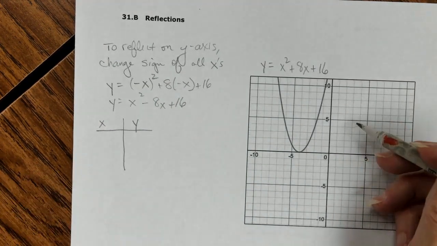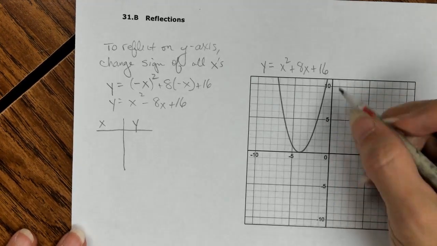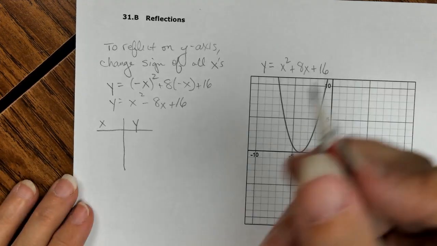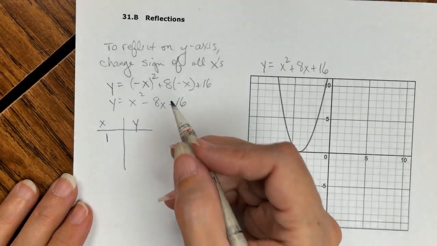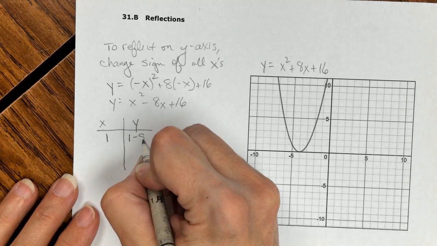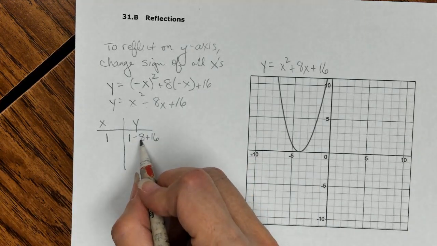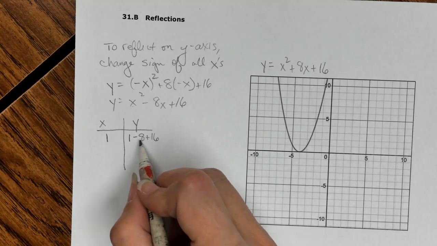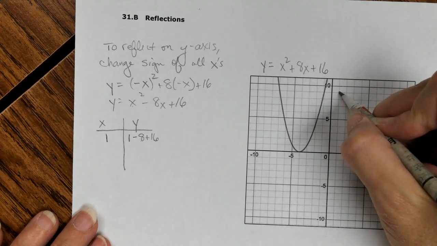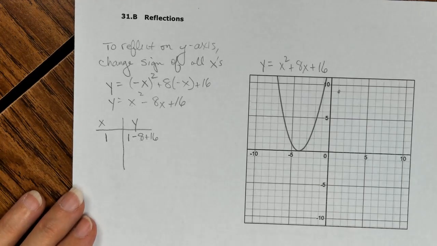And we know we're flipping this over the y-axis, so I want to choose things like, well, here I see a point where x is negative 1, so how about I pick positive 1? If x is 1, I get 1 squared, which is 1, minus 8 times 1, plus 16. 16 minus 8 is 8, plus 1 is 9, and that's right here. I think I pointed to the wrong place whenever I was pointing earlier, but it's right there.